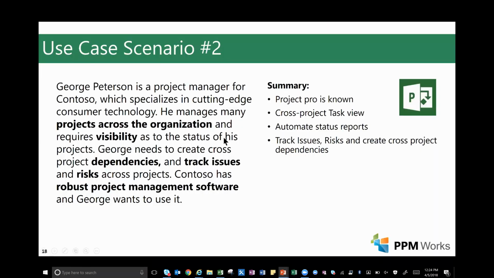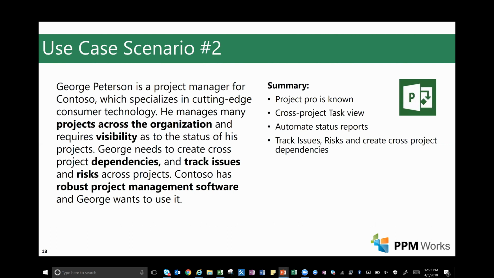All right, so the second use case scenario deals with George. George is a project manager, again, for Contoso, and he is currently managing a lot of projects across the organization, and he needs visibility. He needs to be able to see what the status is of his projects. He also needs to create links from tasks within one project to tasks within another project. So he needs those cross-project dependencies. He'd like to be able to enhance the team collaboration, track issues and risks, manage documents, team calendars, and so on and so forth.